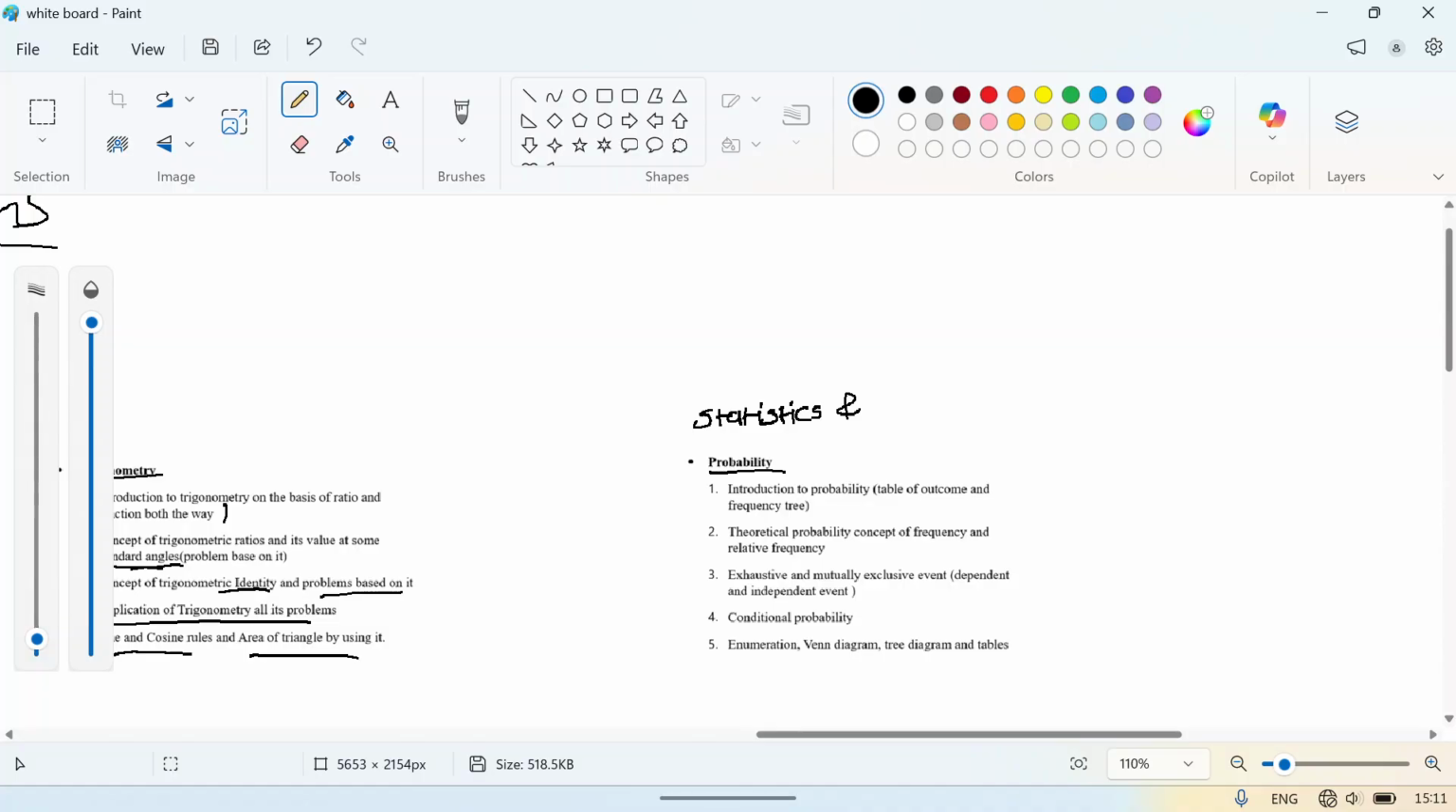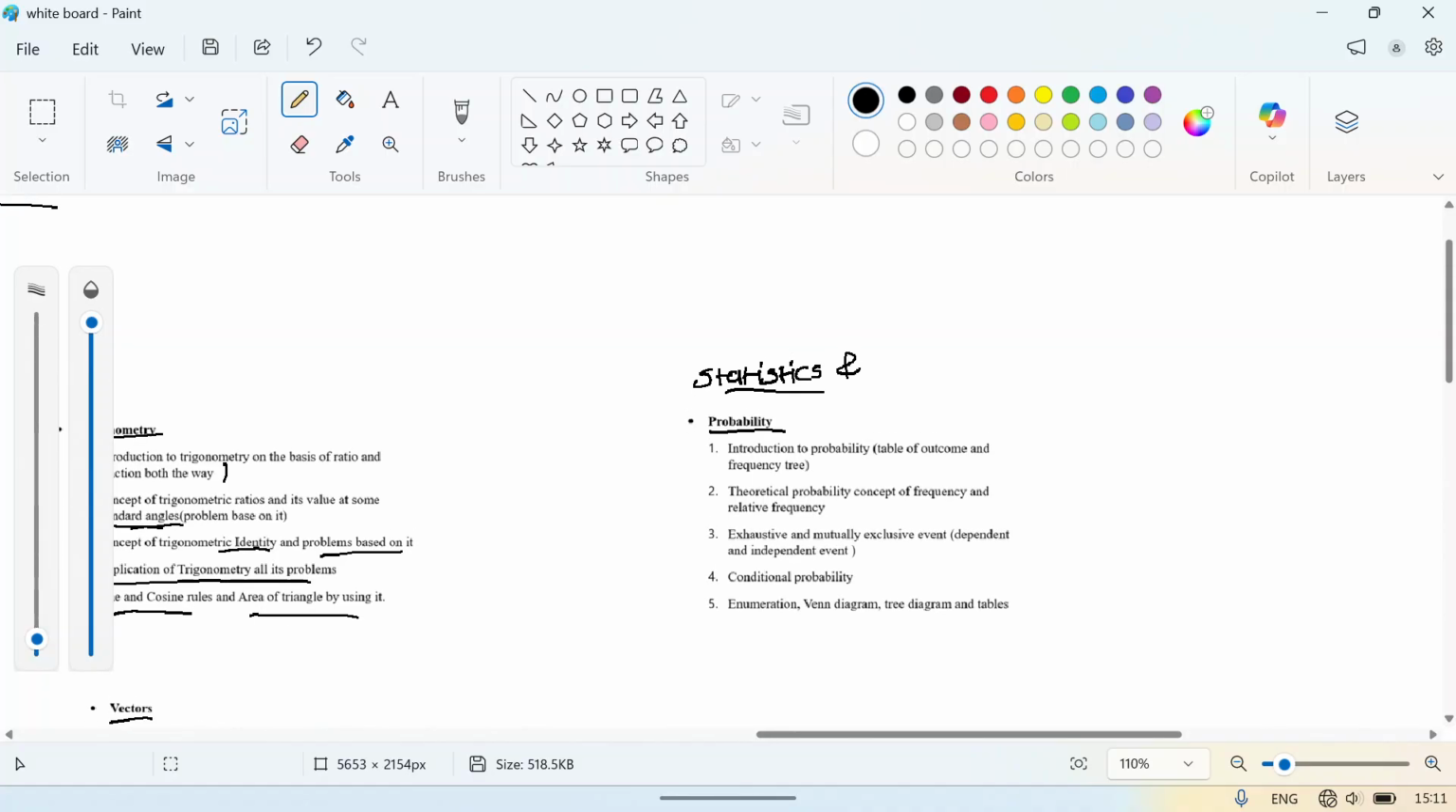And the last and final topic is statistics and probability. In this session, we will learn about data handling, data collection, and also some concepts related to data handling like mean, median, and mode. Learn about the formula, how to find mean, median, and mode of the data.